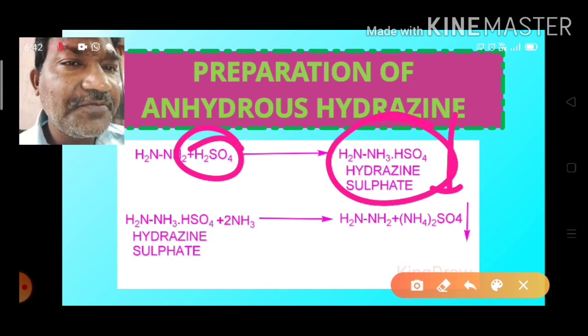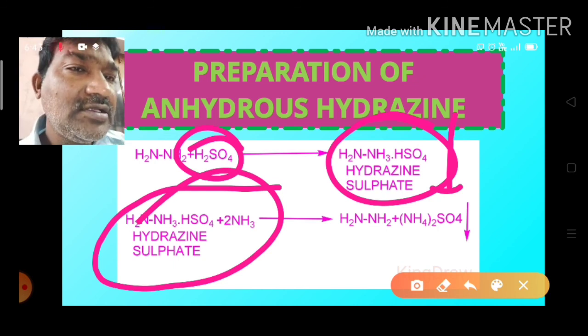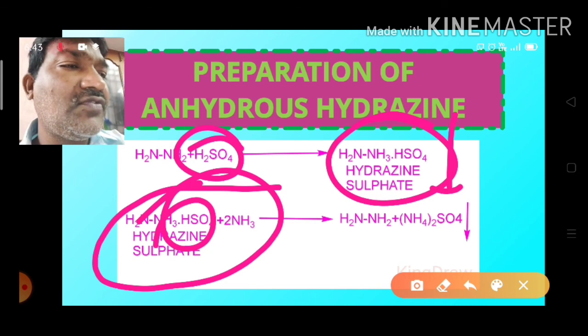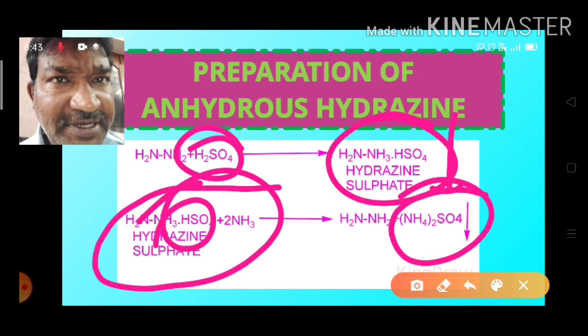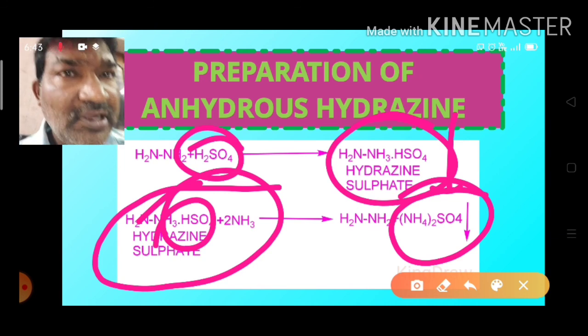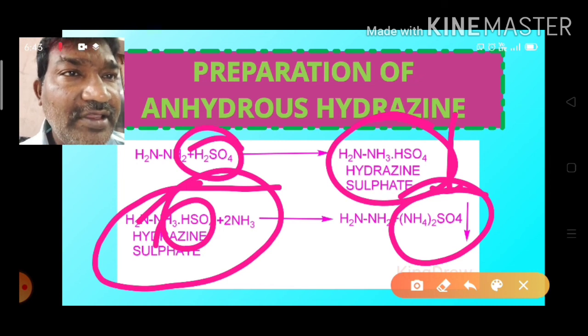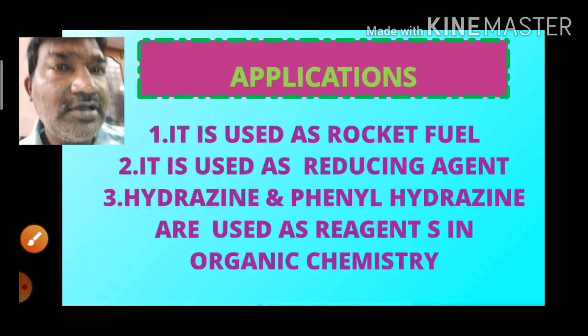So this hydrazine sulfate is then treated with liquid ammonia. As a result, the sulfuric acid is removed in the form of ammonium sulfate. Ammonium sulfate precipitates and settles down, and we get the pure liquid hydrazine. So like that, we prepare anhydrous hydrazine.